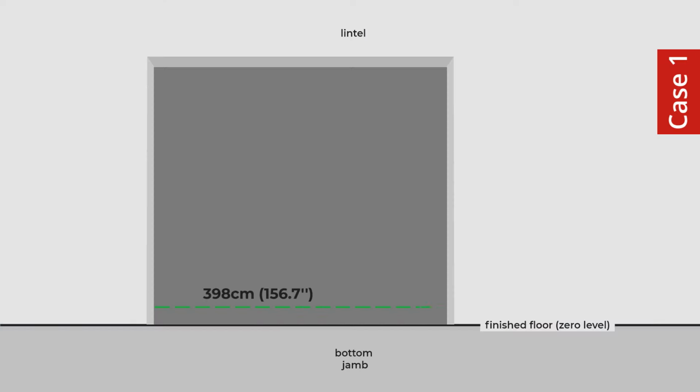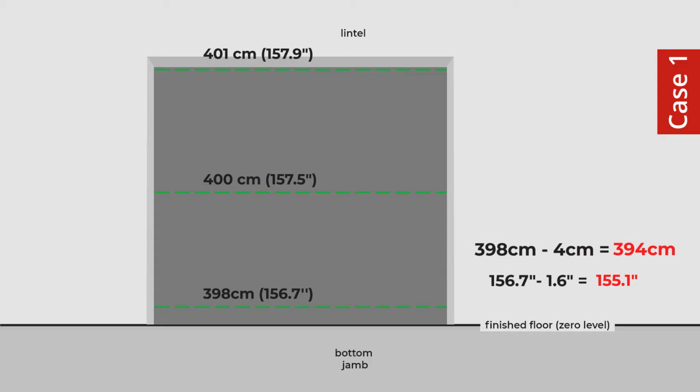Let me show you this on an example. We have a window opening with dimensions declared by the investor as 400 cm in width and 220 cm in height. It turns out that when measuring the width at the bottom, the real dimension is 398 cm. In the middle, 400 cm and at the lintel 401 cm. Therefore, our width is the smallest dimension, 398 cm minus 4 cm, which equals 394 cm.